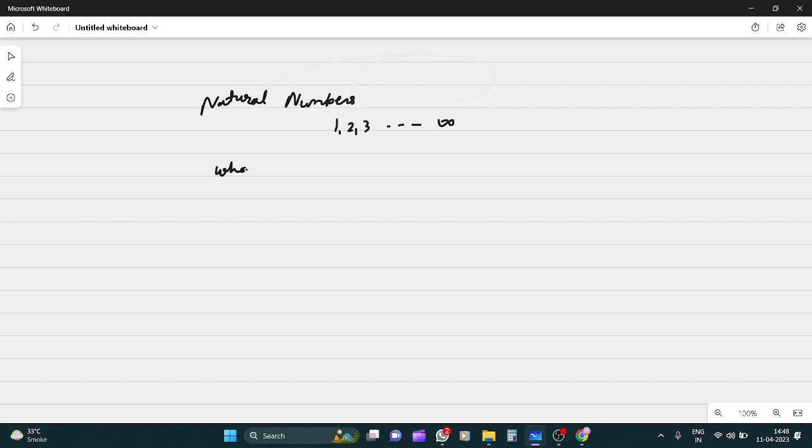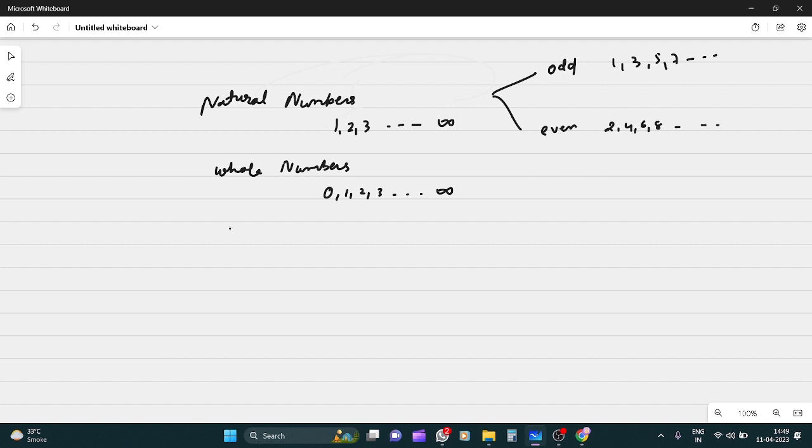Then there comes the whole numbers. When we add 0 to natural numbers, we will get the whole numbers. Okay. Now also in natural numbers, there are odd numbers and there are even numbers. What is odd numbers? 1, 3, 5, 7 are the odd numbers. And what are the even numbers? 2, 4, 6, 8 are the even numbers.